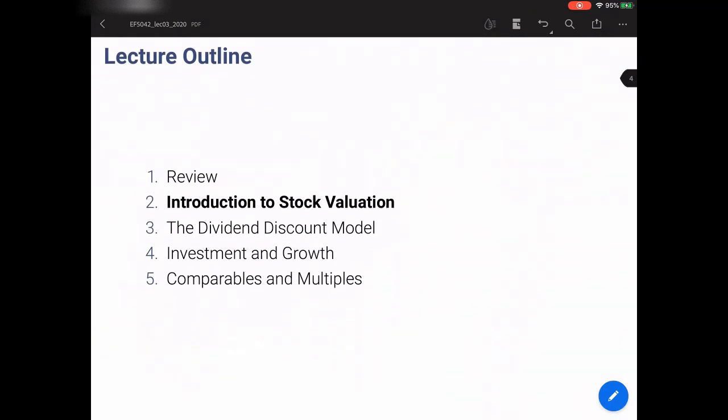All right, so now I'm going to talk about stock valuation. So let me try to first motivate how one should think about approaching stock valuation. So let's first come up with a list of qualitative aspects that should influence stock prices.